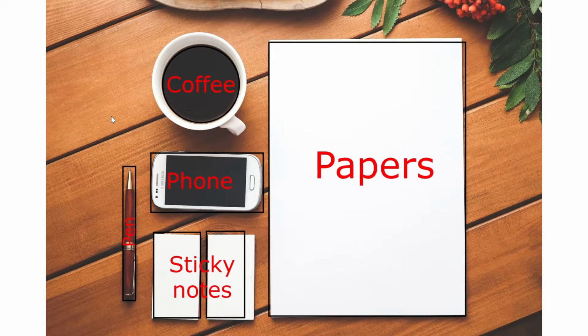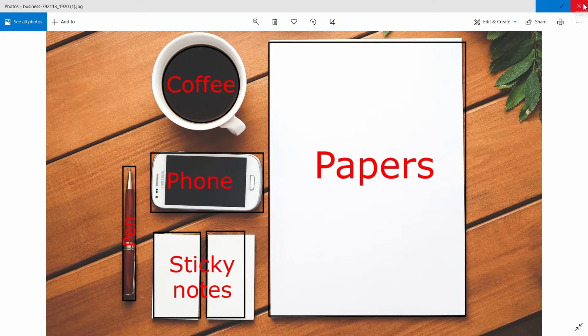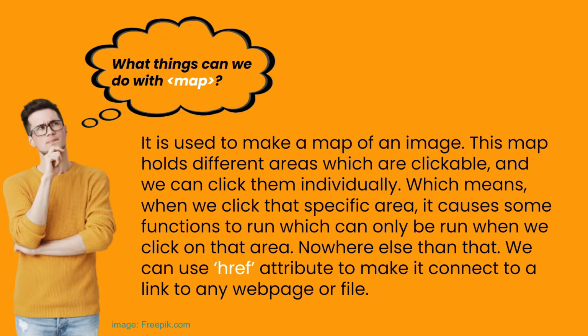It is not working because this is just an image. Wait, let me just show you. As you can see, this is just an image, nothing new with that. So that's how the map tag works. We define an area and make a few functions which can only be run when you click on that area. I think you can understand me. Now let's move to how to create an image map.